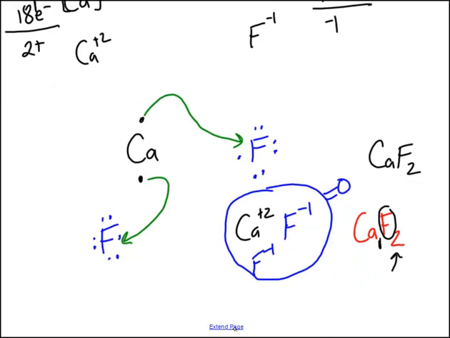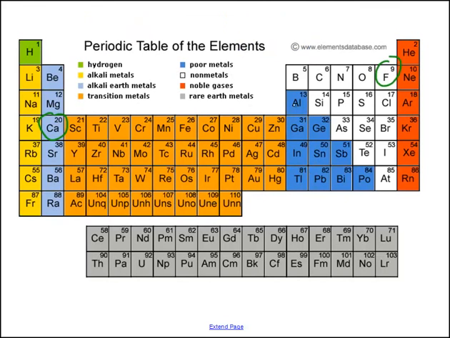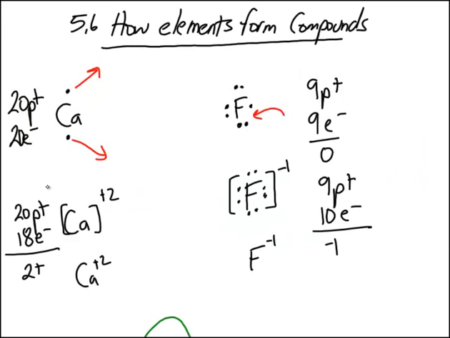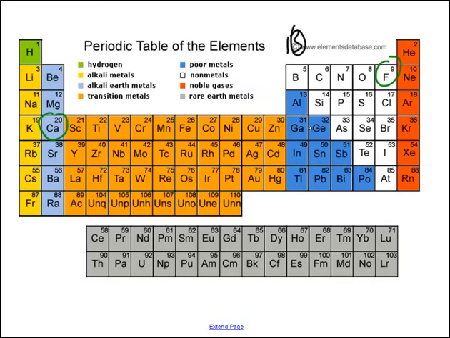I'm going to try just another example here to help you. Let's draw aluminum and sulfur. Aluminum, if you recall, let's jump over here to the periodic table. Aluminum is in group 13, so it has 3 valence electrons. So let's go back over and we'll draw 3 valence electrons on aluminum. 1, 2, 3. And sulfur is right here.